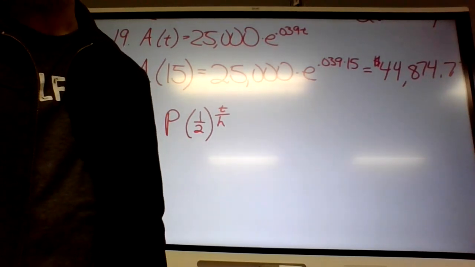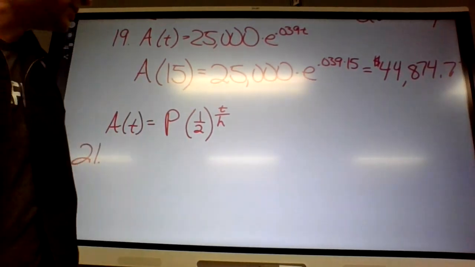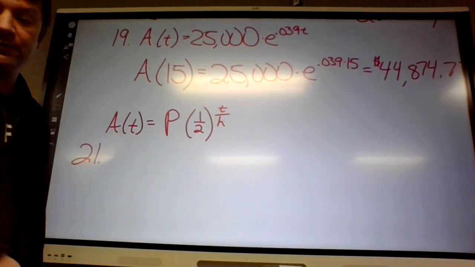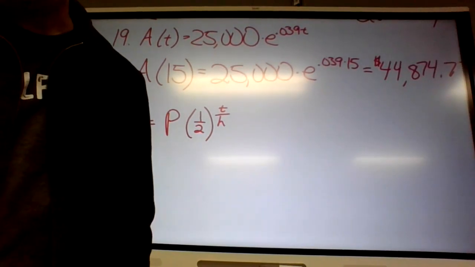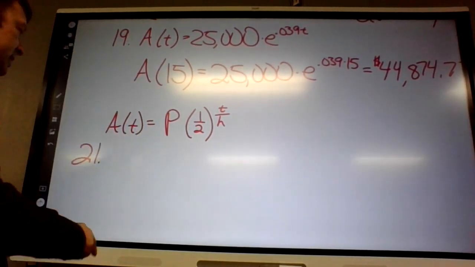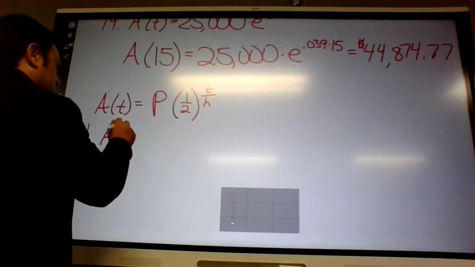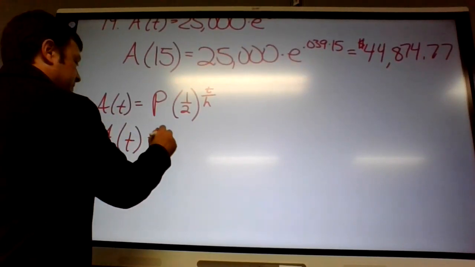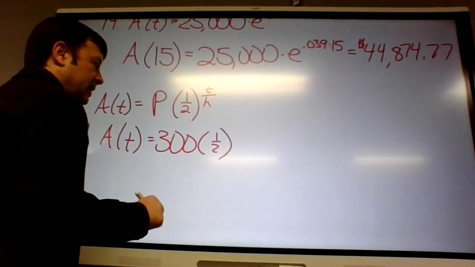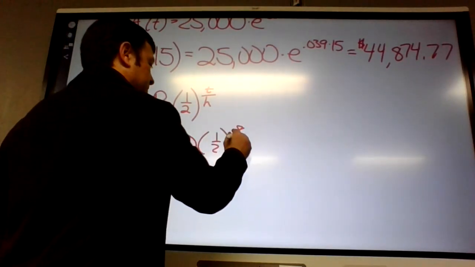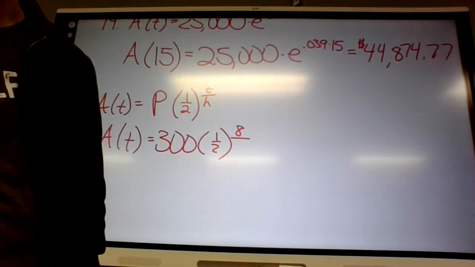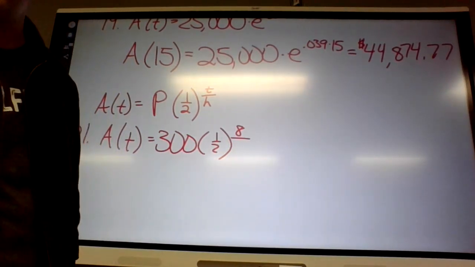Anyway, the half-life of radon 222 is 3.8 days. So 3.8 is going to go where the H is for the half-life. How much of 300 milligrams of isotope remains after 8 days? So 300 is the starting amount. And we're going for 8 days, that's the time, and the half-life was 3.8.